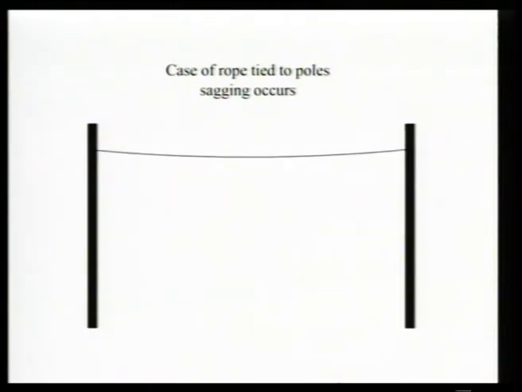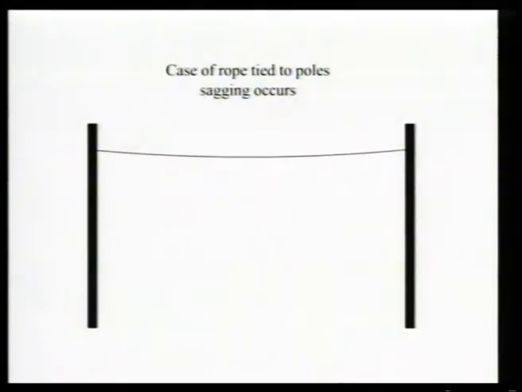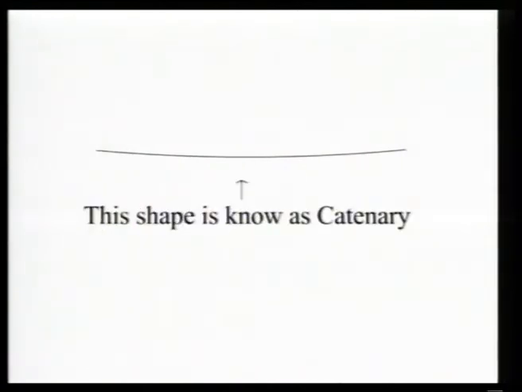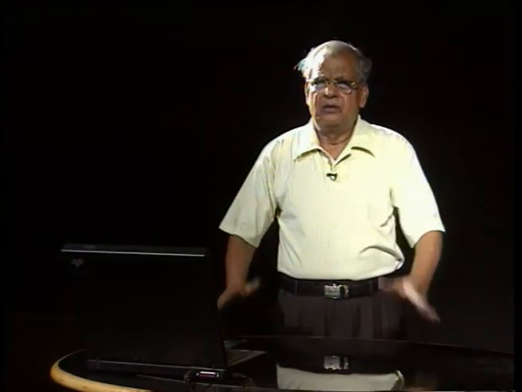I expect you have played badminton. The height of the net at the pole is 5 feet 1 inch. But in the center, it's 5 feet. There is a sag of 1 inch. This shape is known as catenary. In the earlier part, near the symmetry axis, it closely coincides with the parabola, but later it deviates.